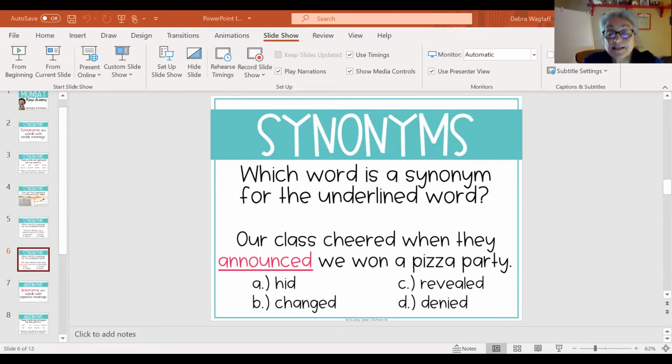So I want you to write 2 sentences about your backyard, use 2 synonyms, and then share it with your parents or a friend or brother or sister and let them check them to see if you used them correctly.